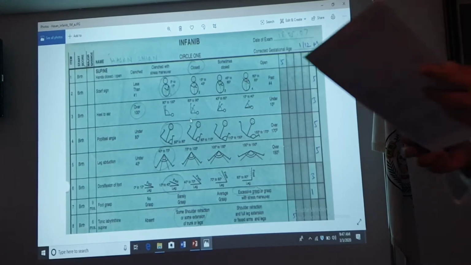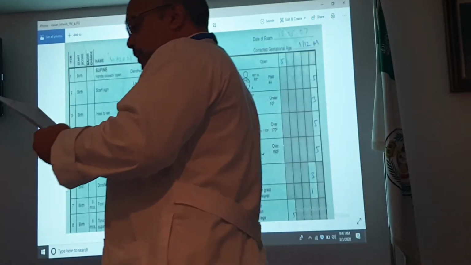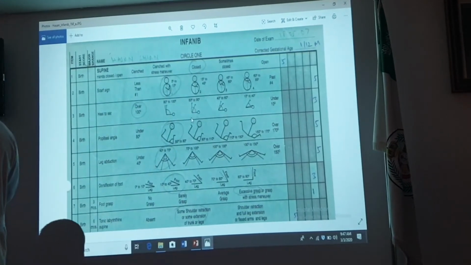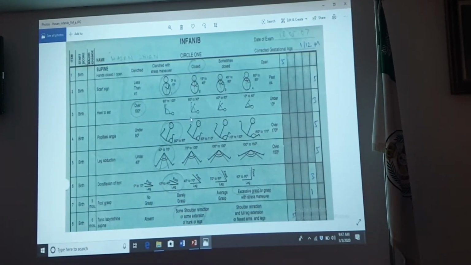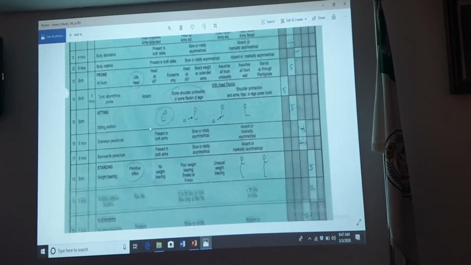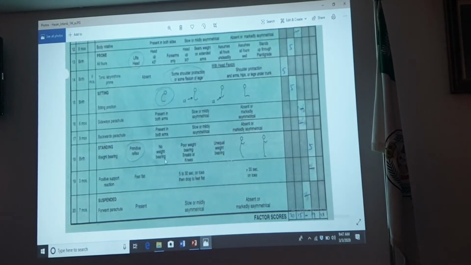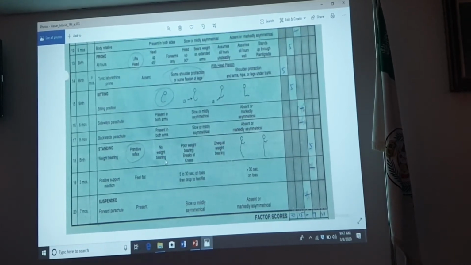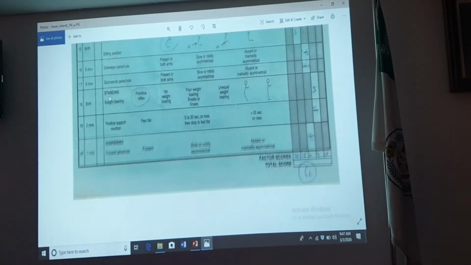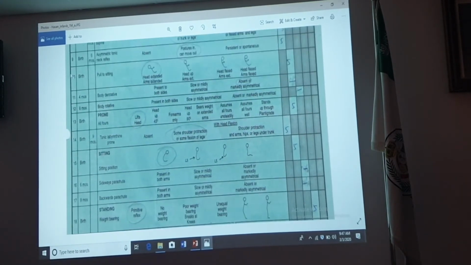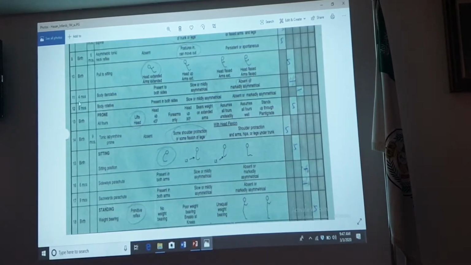But item number 11, 12, 15, 17, 19, 20 have different months. These are written as specific months. 11 is 4 months, 12 is 9 months. So these should start at that age only, not before that. Whichever item is written start score birth, only that you are going to score.